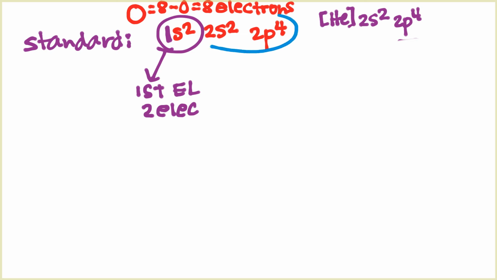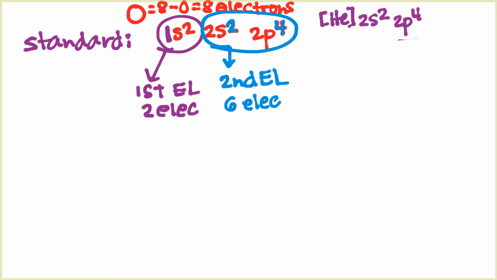Remember, since they both have a big 2 in front, they go in the same energy level, and they're both in the second energy level. And again, guys, the number of electrons will be the exponent. So this is 2 plus 4. That gives me 6 electrons. You see it? All right.